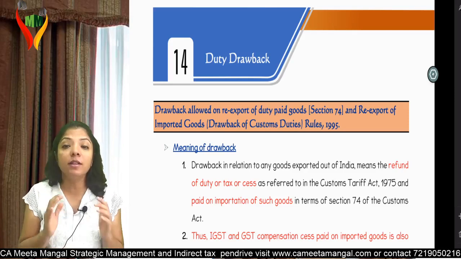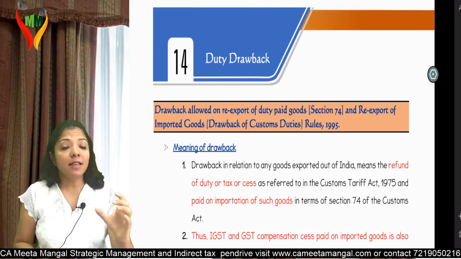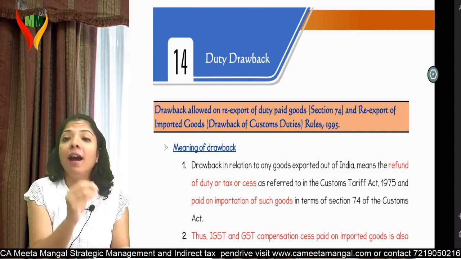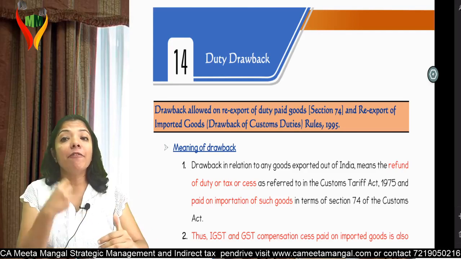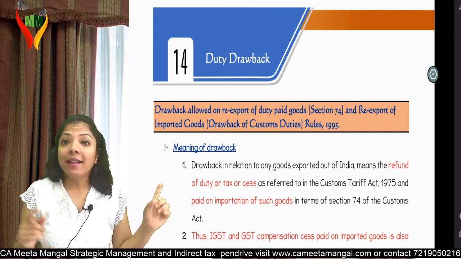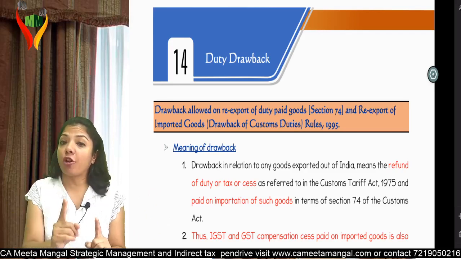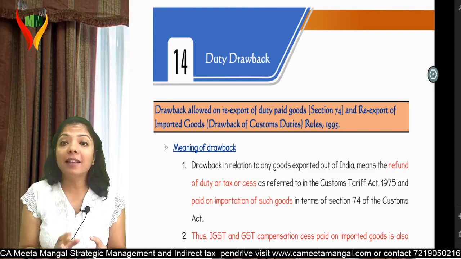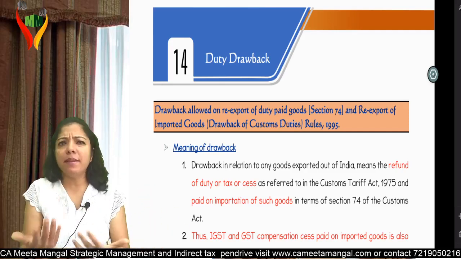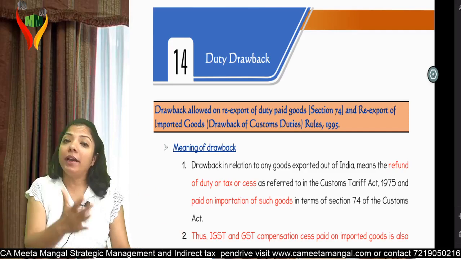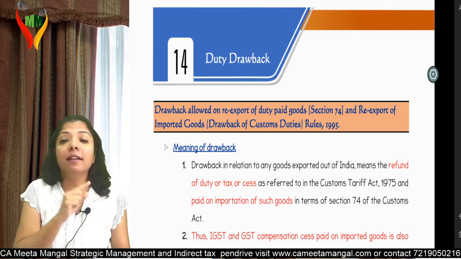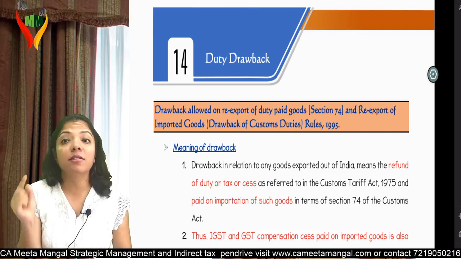Now, understand first, what is duty drawback? Suppose I had to pay 100 rupees as tax, and I have paid 120 rupees and I'm getting 20 back. That is not duty drawback, that is refund. I had to pay 100 rupees, but by mistake I have paid 120 rupees and then I have claimed that excess 20 which I have paid. That is not duty drawback, that is refund.